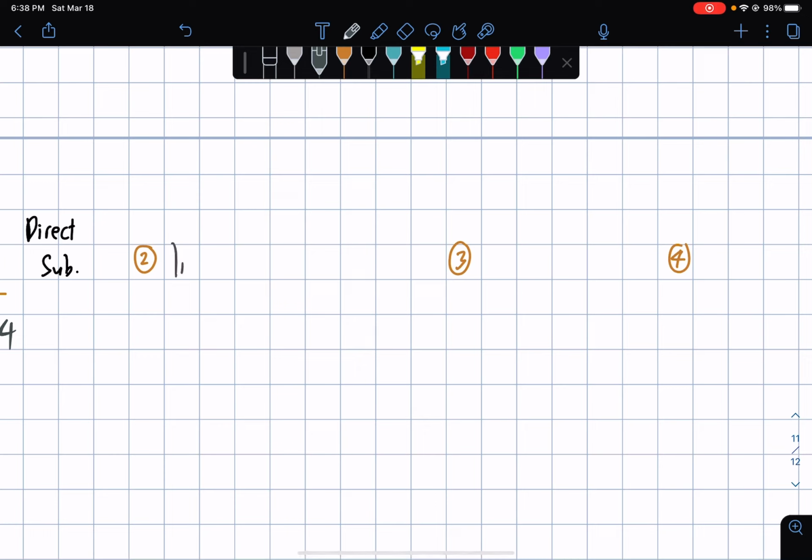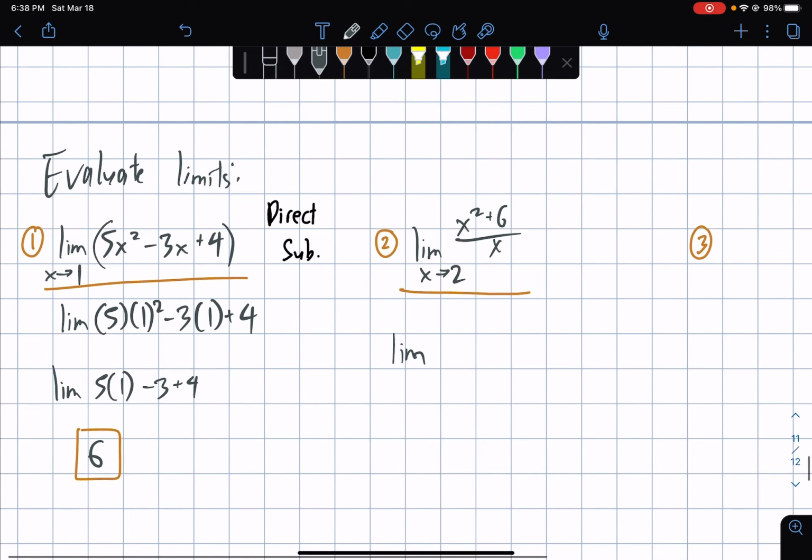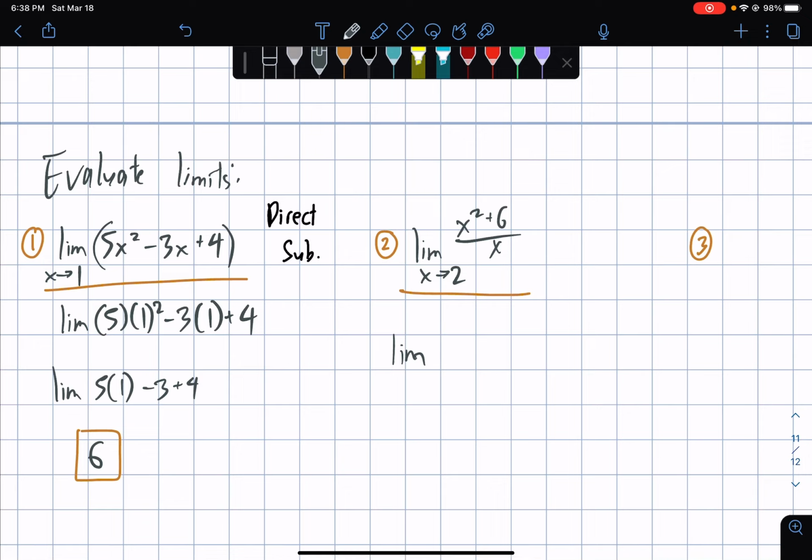Okay, second question. Limit of x raised to 2 plus 6 over x such that x approaches 2. Well, I think we apply the same kind of thing, direct substitution. Lim of 10 over 2, it's basically going to be 5.